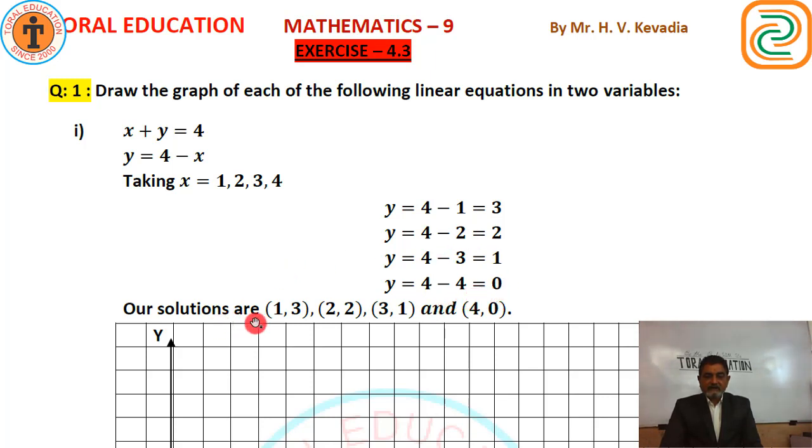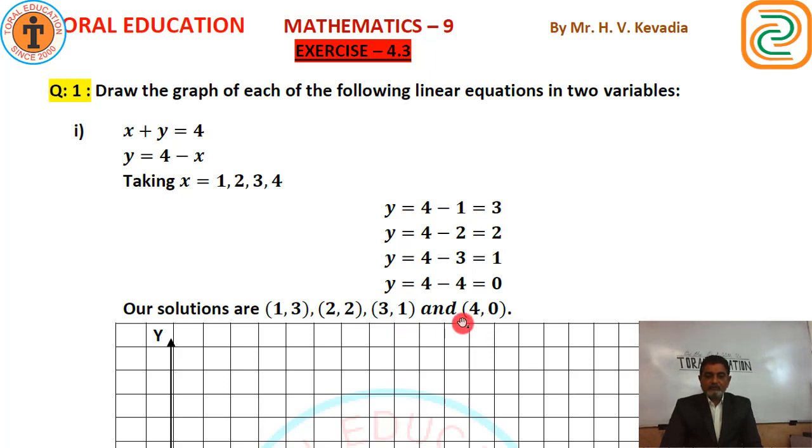So our points are: first show the x coordinate and then the y coordinate. x coordinate is 1, then y coordinate is 3, so (1, 3). If x coordinate is 2, then y coordinate is also 2. The x coordinate is also known as abscissa, and the y coordinate is known as ordinate. Remember this, ordinate. Then (2, 2), (3, 1) and (4, 0).